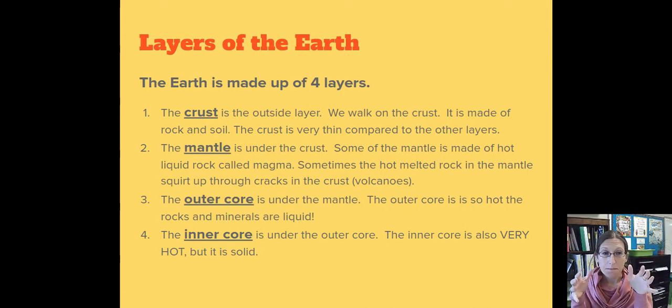Underneath the crust, the mantle. Some of the mantle is made of hot liquid rock called magma. And magma is a word for that hot liquid rock that's underneath the surface. Sometimes the hot melted rock in the mantle squirts up through cracks in the crust. Those are called volcanoes. We'll learn about those later.